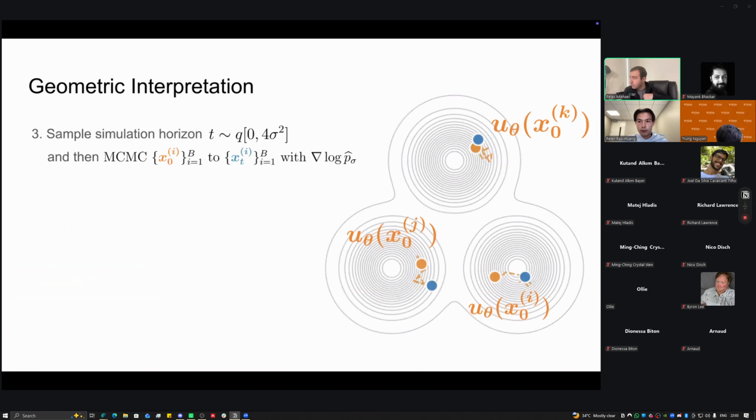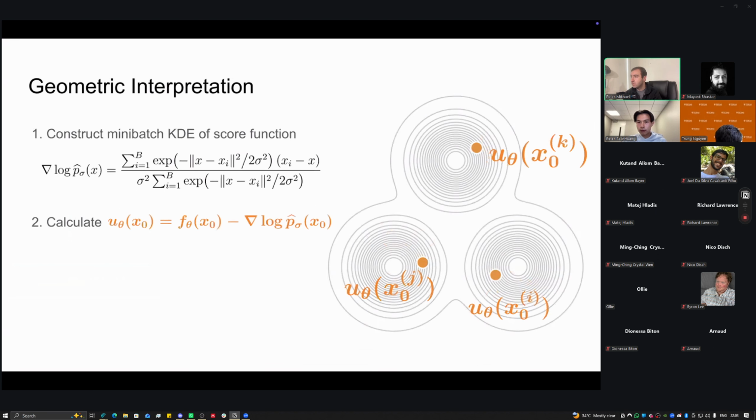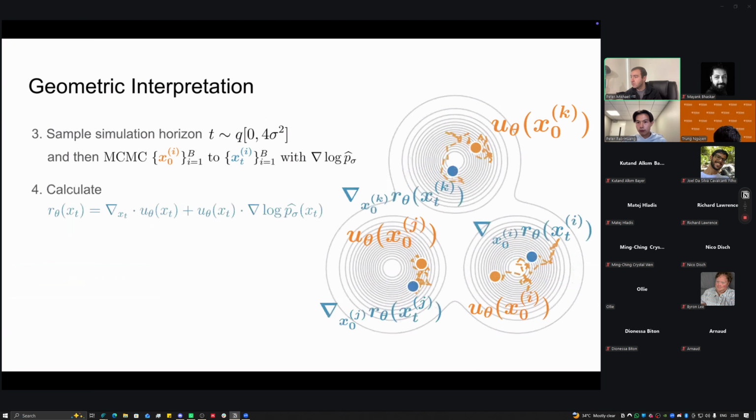Okay, so you have your samples, right? Just to summarize the algorithm so far: you have these samples, you roll out some MCMC with your score to get your XTs. You compute your U and R theta over that, and then you compute a loss, which you can backpropagate. Precisely, exactly. Yep.